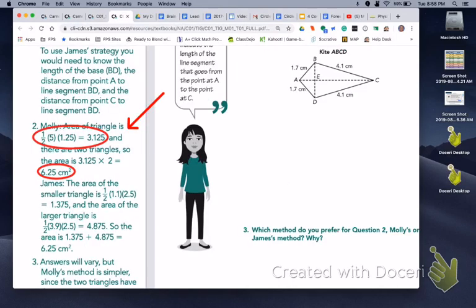For number 2, if we look at Molly's strategy, the area of the triangle is 3.125, and there are two triangles, so the area is 6.25 square centimeters. If we look at James's strategy, the area of the smaller triangle is 1.375, and the area of the larger triangle is 4.875. The sum is 6.25 square centimeters, so that is the area using James's strategy.